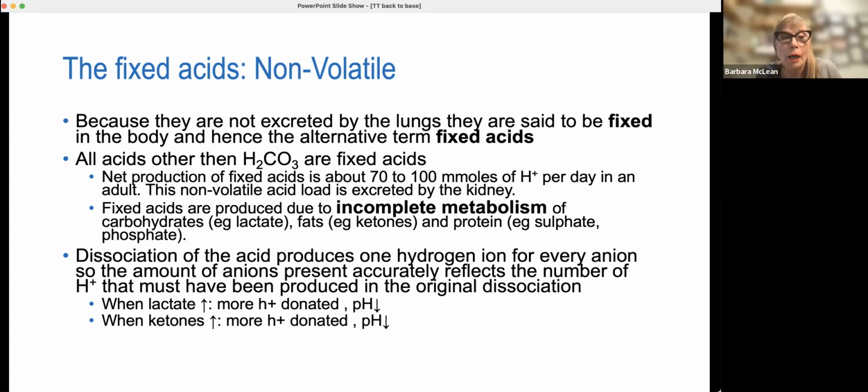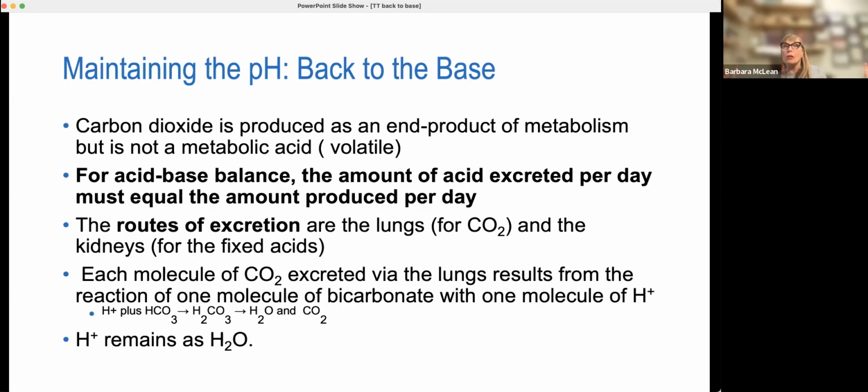Again, you're not measuring hydrogen, but you're measuring everything about it. You measure bicarb, you measure chloride, you measure lactate, you measure ketones. These are all about hydrogen ion and all about the base. All about the base. Okay, so back to the base. Really, really important when we go back to the base is that we remember the base is not affected by CO2.